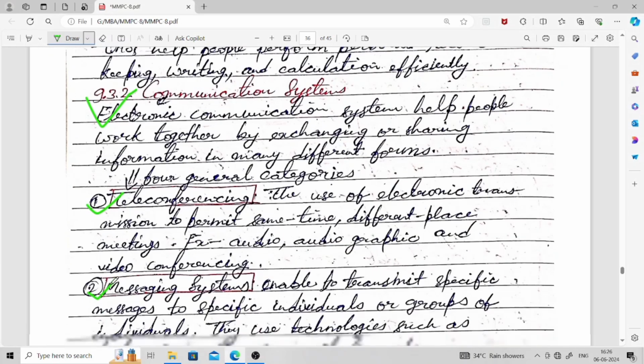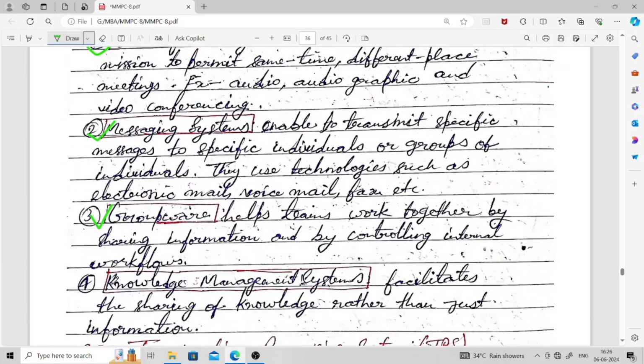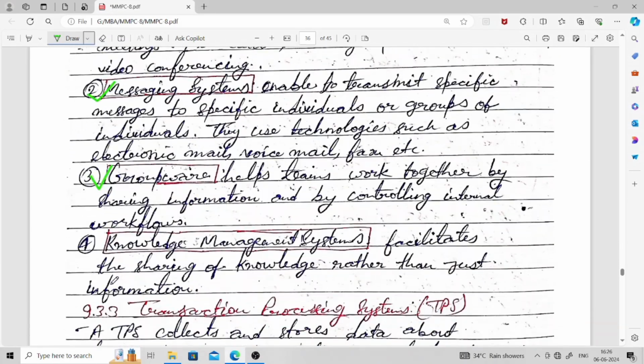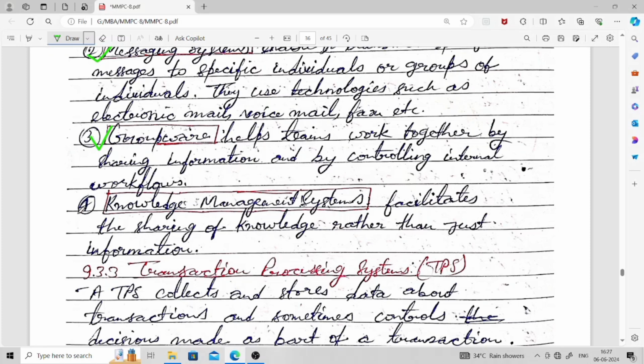Then the fourth one here is given as knowledge management system. So there are four kinds of communication systems. A knowledge management system facilitates the sharing of knowledge rather than just information. On this platform we can share knowledge also.